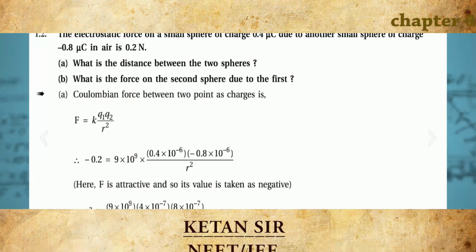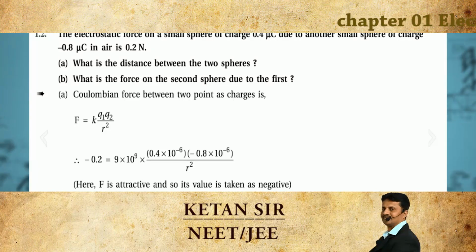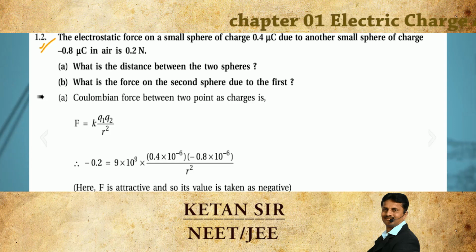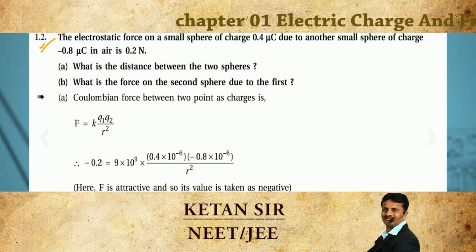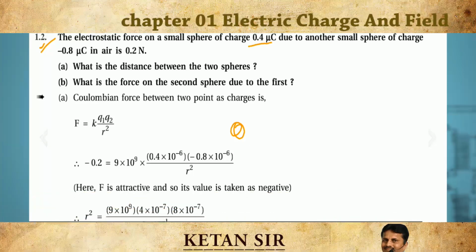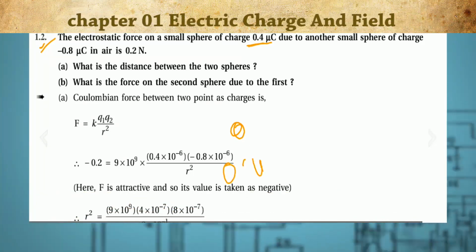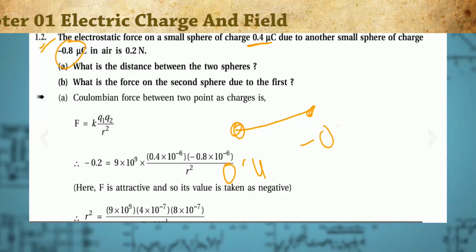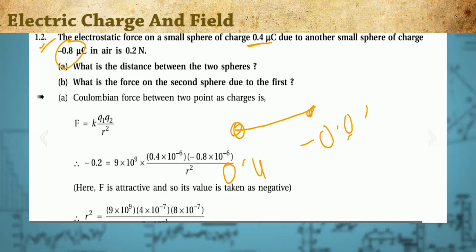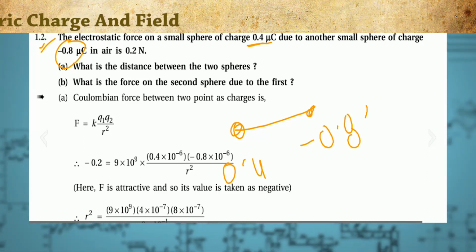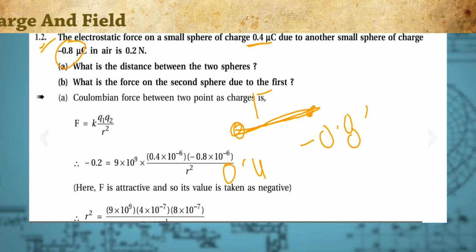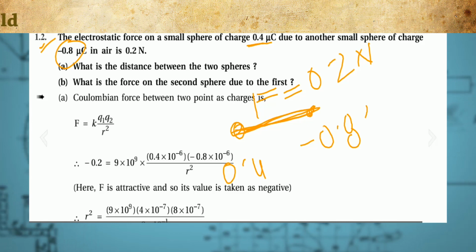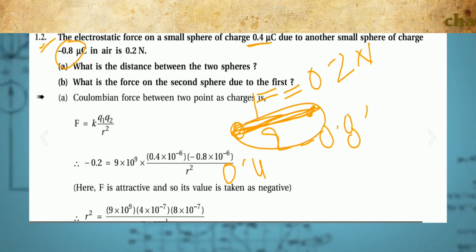Question number 1.2. It's also based on Coulomb's law. Inside the question you have 2 point charges, one having a value 0.4 mu c and another charge having a value minus 0.8 mu c. The Coulombian force between the two charges is 0.2 Newton. Then find the distance between them.